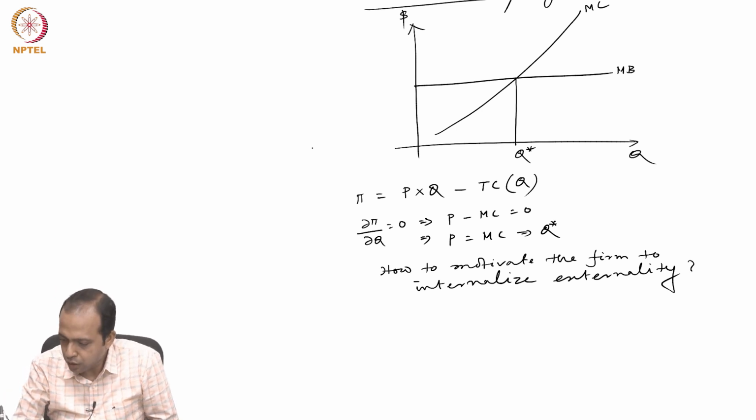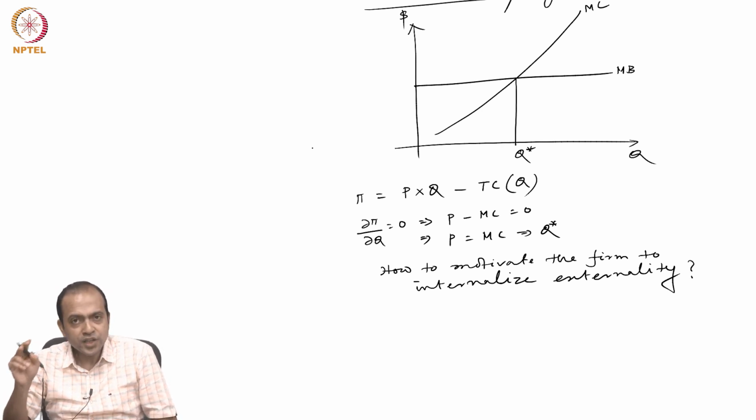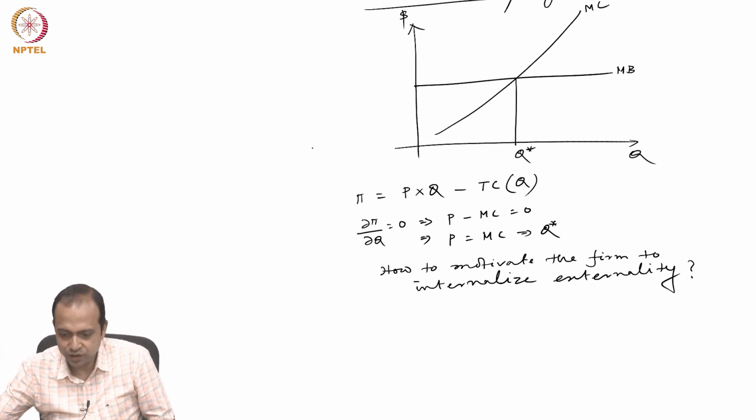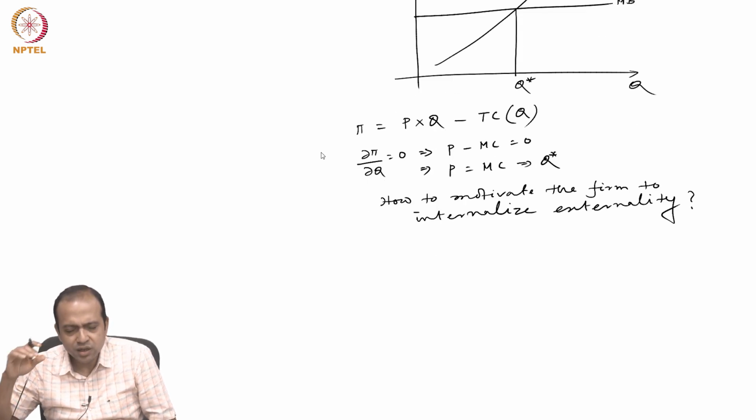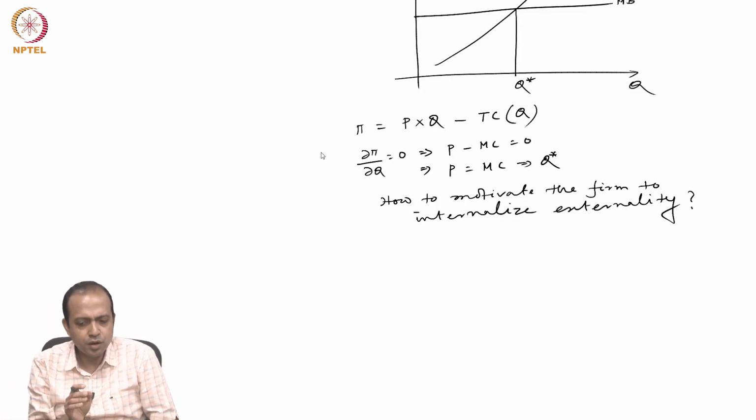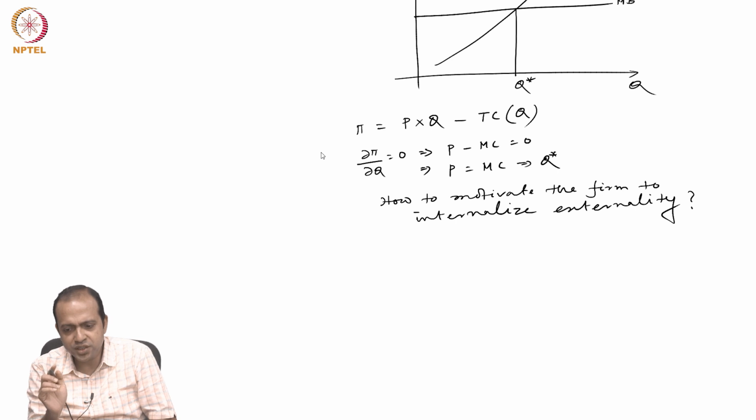We all know rational people respond to incentives. Incentive can be reward or punishment. So, let us assume that the policymaker did something for which the firm is now considering the damage cost of the pollution. How is it happening?